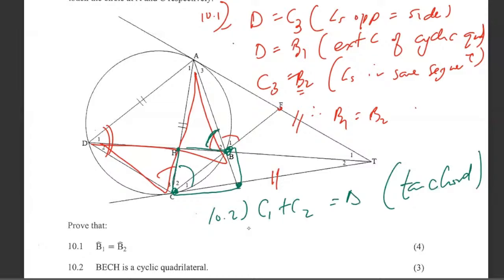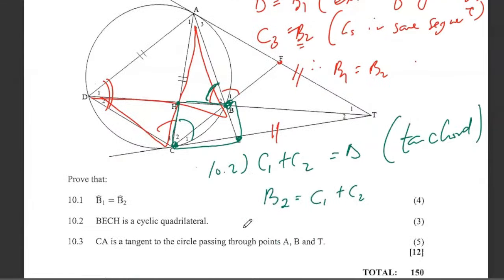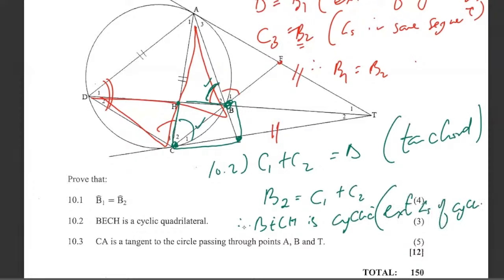And if that is true, we say that B2 is the same as C1 and C2. Therefore, BCEH is a cyclic quad. If we need a reason, that's going to be the exterior angle of a cyclic quad, but we can use the converse since we want to prove that it's a cyclic quad.